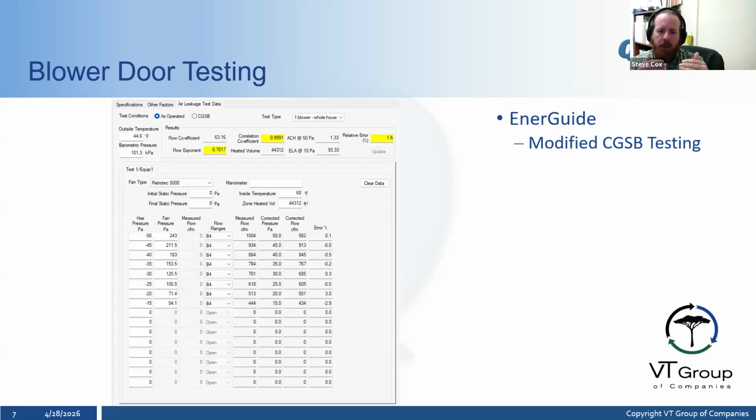And then if we also run the CGSB test negatively, we're pulling dampers closed, right? So like around the range hood exhaust, at the bathroom exhaust, there are dampers inside those fans. And when we do a negative pressure test, we're pulling those dampers closed. It's going to give us a better number. Okay.